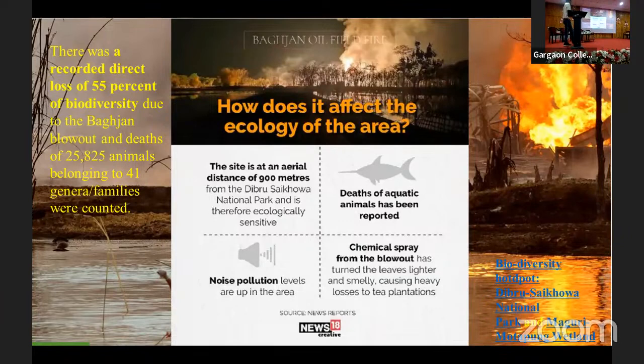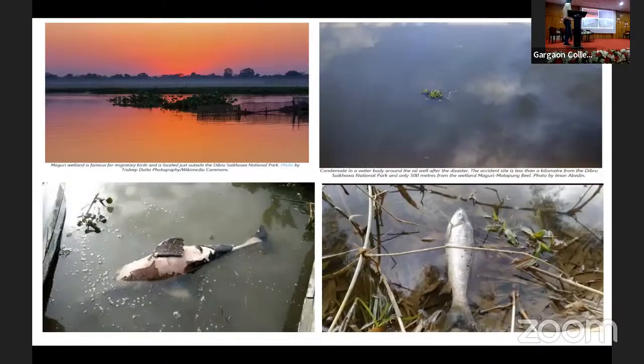Now, here there are recorded direct losses, and around 25,000 people were affected according to the report. There are lots of dead aquatic species, lots of chemical spillages, and the carcass of an elephant. The water condition at the time was very bad. So you can see the floating condensate oil, and you can see what was found there at the time.